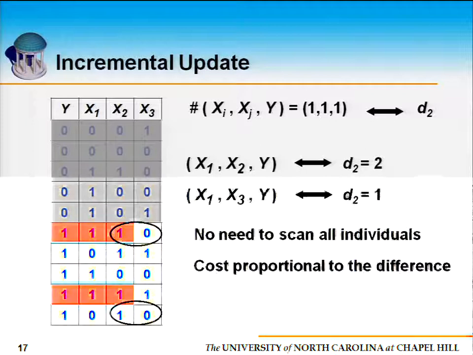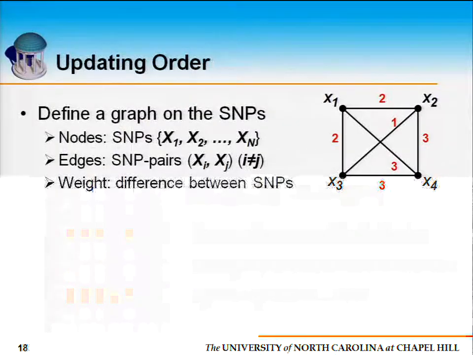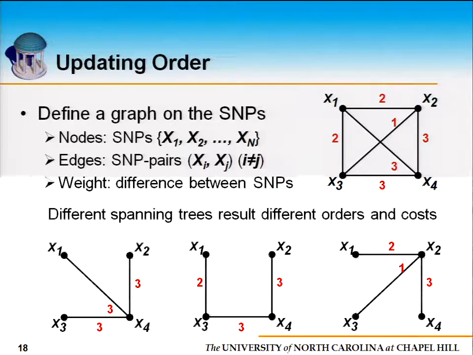And we can see the cost to update this entry is proportional to the difference between the two SNPs, x1 and x3. So we need to determine which order to use to update these contingency tables. That is to use the minimum spanning tree. Let me talk about the minimum spanning tree and how we define it on the SNPs. For the SNPs, we can define a graph where the vertices are the SNPs, connect SNPs, and use the difference between the SNPs as the weight of the edges. For example, given 4 SNPs, we can draw the graph and label the weights between SNPs. A spanning tree is basically a tree that has all SNPs, and different spanning trees give different update costs.